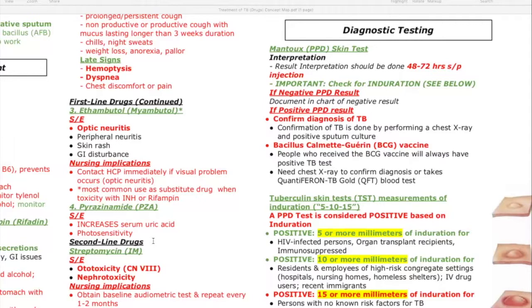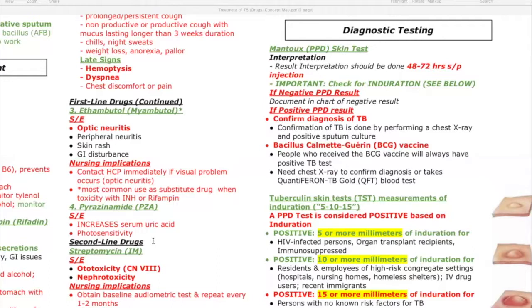So the next is, an induration of 10 millimeters or more is positive for populations such as recent immigrants from high prevalence countries, IV drug users, and residents and employees of high-risk congregate settings. So for instance, a nurse. If a nurse is suspected to have tuberculosis, then they would just need an induration of 10 millimeters or more to be considered positive for TB.